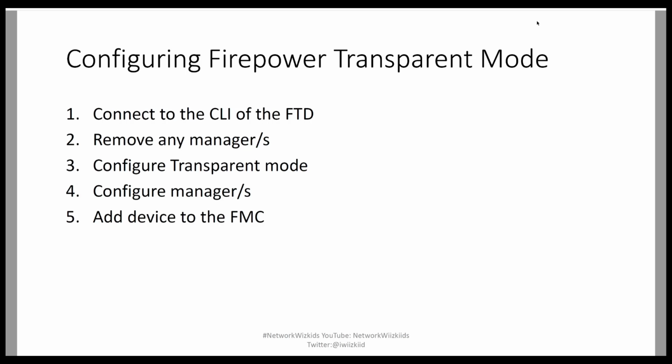Basically, what you need to do is connect to the FTD device via the management IP. Then you need to remove any managers that are already configured. Then you need to configure transparent mode. Then configure the managers again, which is the FMCs. And last of all, you need to add the devices to be managed to the FMC.